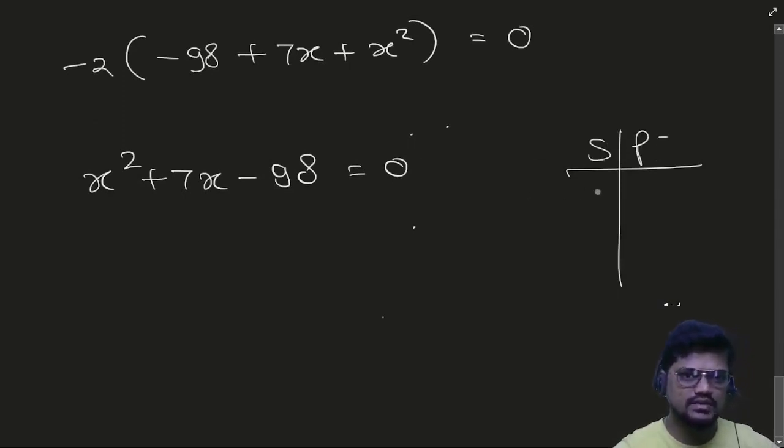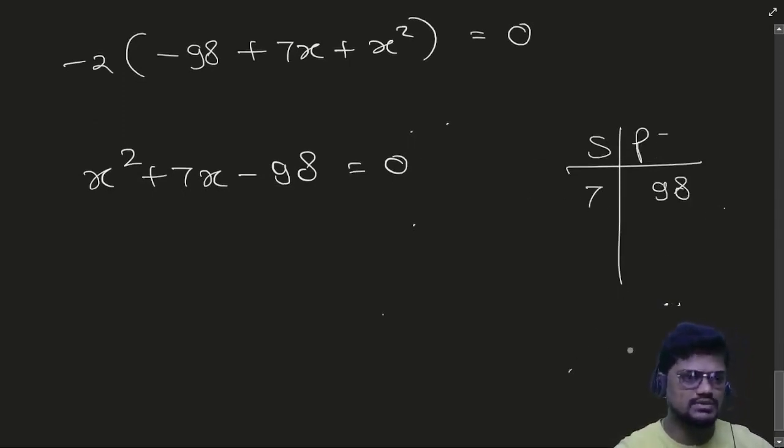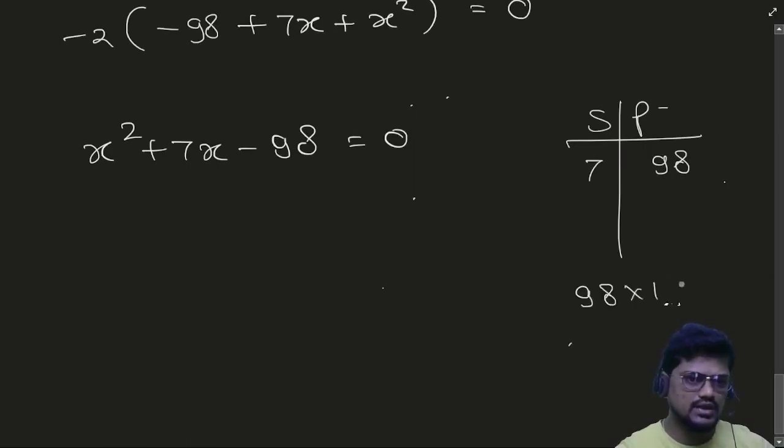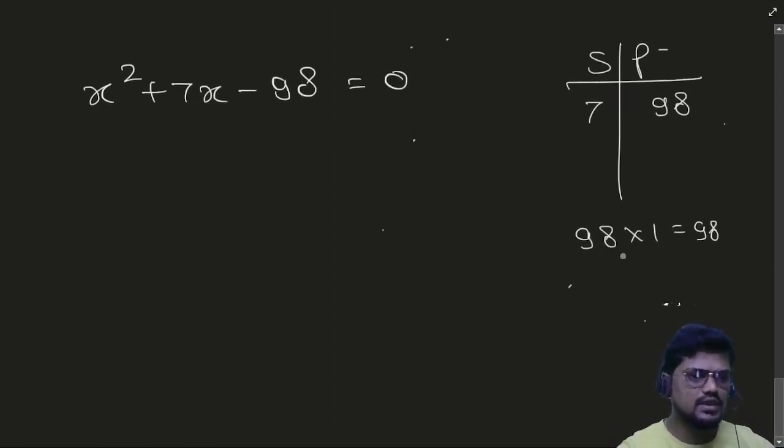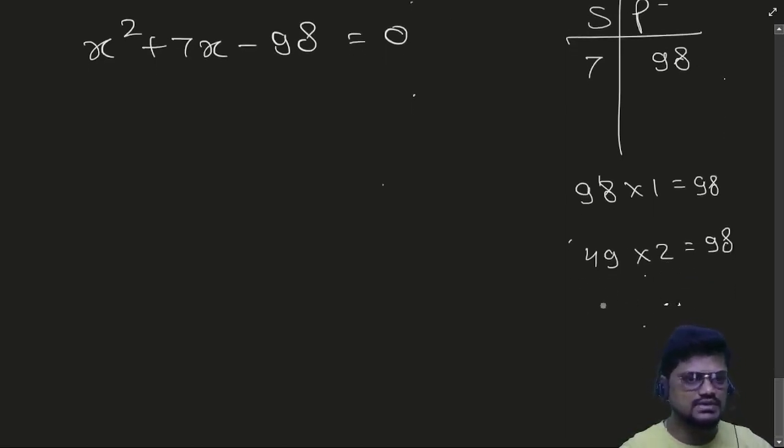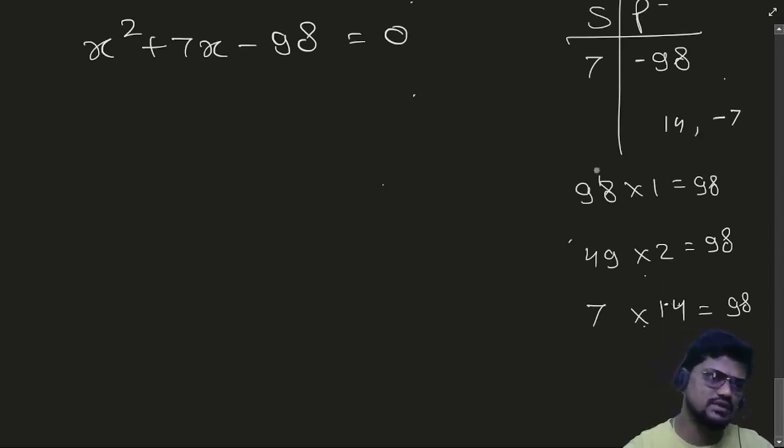Now the sum required is 7 and the product required is 98. So which are the numbers? 98 into 1 gives you 98. If I divide this number by 2 and multiply this by 2, 49 into 2 is also 98. If I take the table of 7, 7 sevens are 49, 7 twos are 14. Now 14 minus 7 gives you 7, and 14 into 7 gives you 98. So the two numbers are 14 and 7 only. You need minus 98, so you will have to write it as 14 and minus 7.